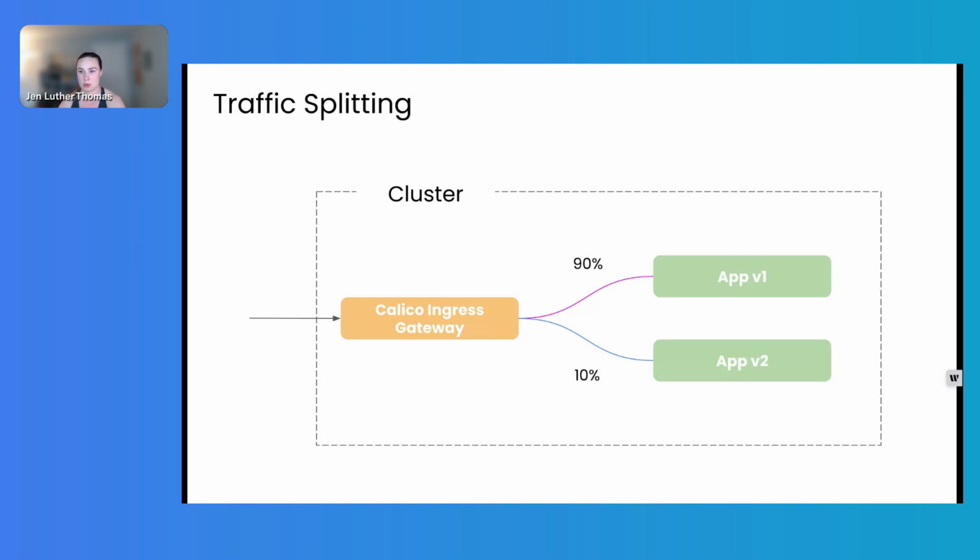Maybe if you're just bringing up a new service that's going to run in parallel, you get it to a 50-50 split. Otherwise, you might have a scenario where app 2 would be the new version. You'll eventually want that to take over and be 100% of the traffic, and you can then remove app v1.